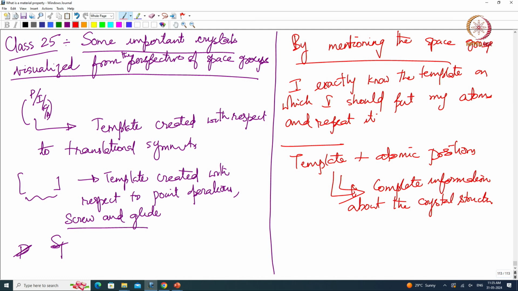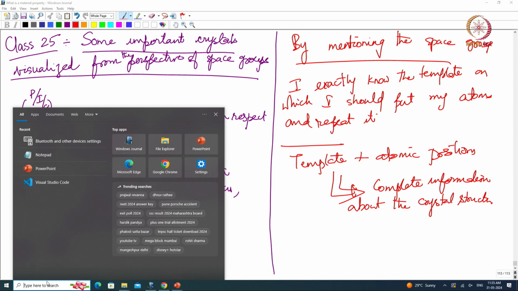It is a more well defined template, and then I say, this is where I put the atoms with respect to these template positions, and then I repeat it as the template tells me to repeat. Then I get the complete information about the entire crystal structure. So if I open Vesta, let me do that right now.